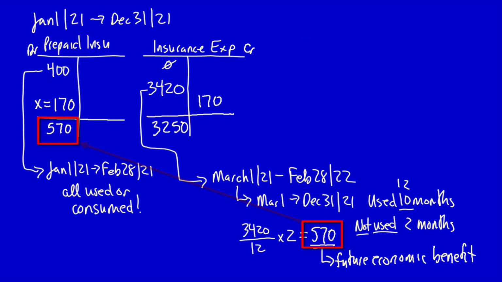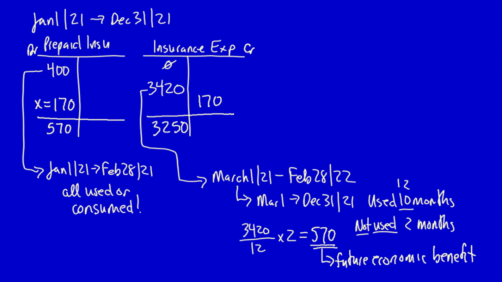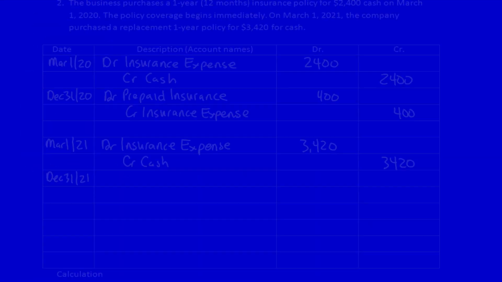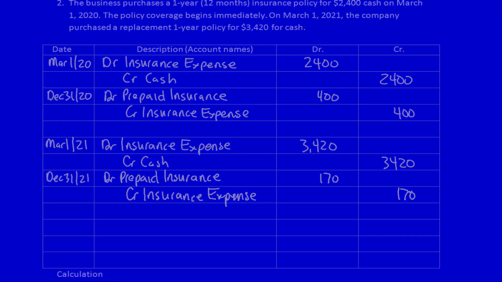I choose to calculate the amount of future economic benefit that is remaining, but you could choose to calculate the amount that has been used or consumed. Either way, the entry will be $170. I promise you that. Let's do the entry. December 31st, 2021. The adjusting entry will be a debit to prepaid insurance, $170. And it'll be a credit to the insurance expense, $170.